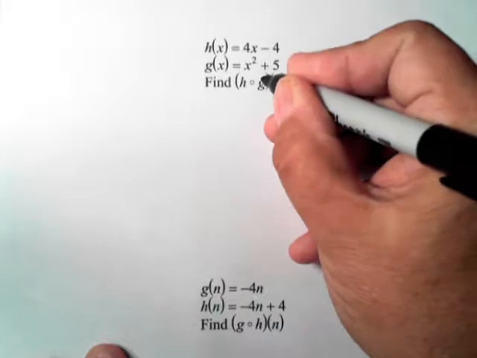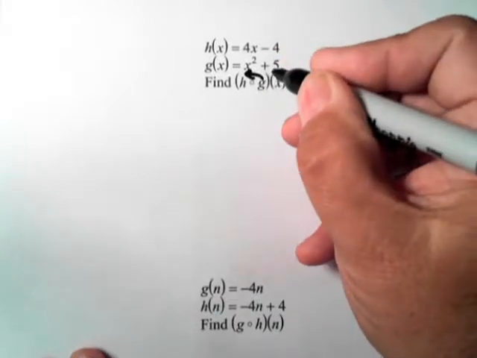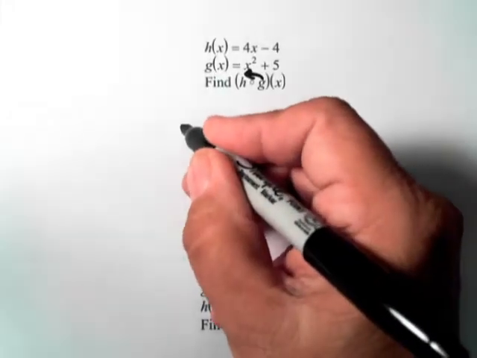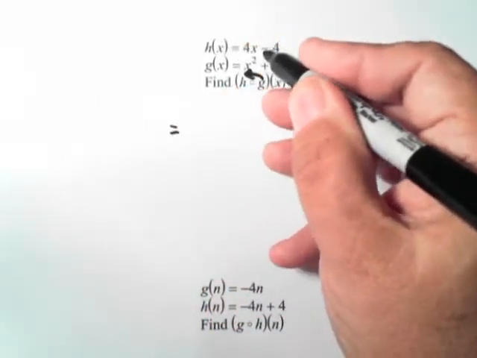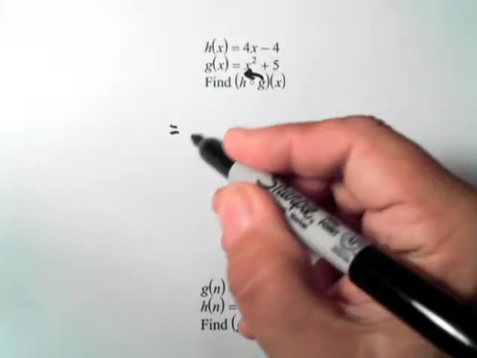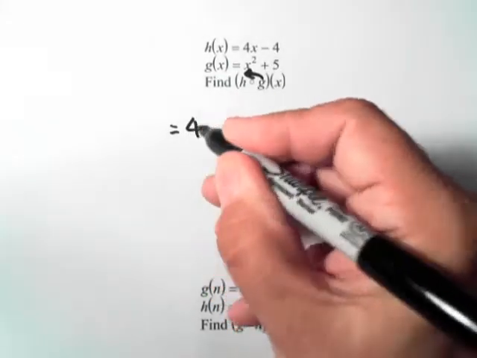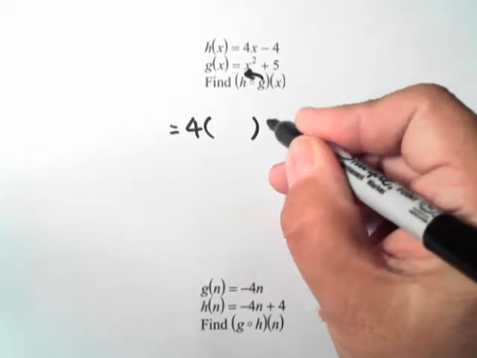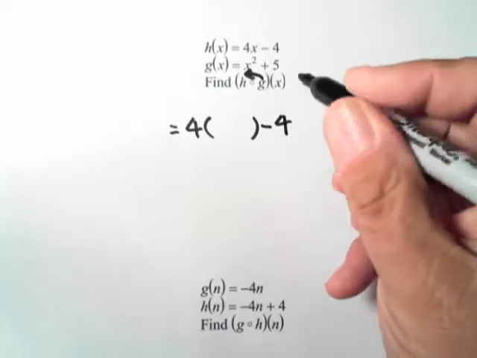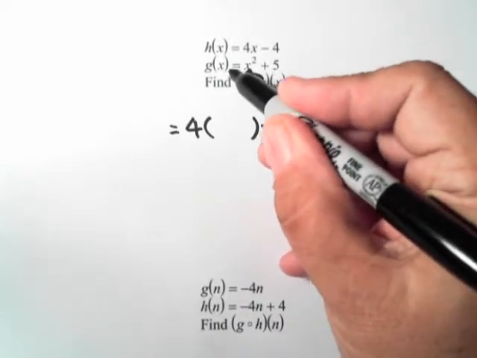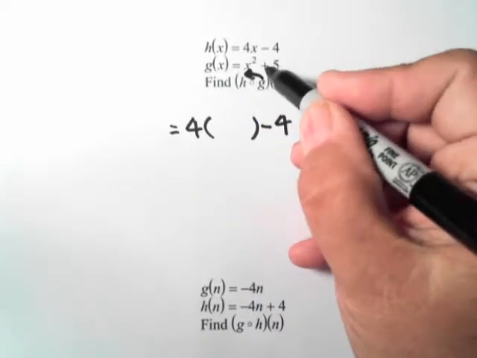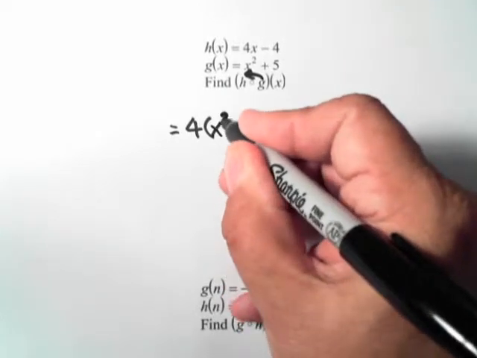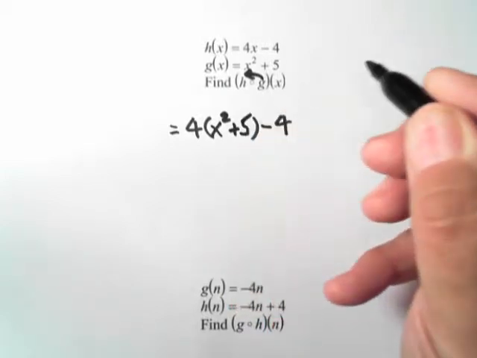So simply what we're going to do is take and plug the g guy into the h guy. So here we go. Write the h guy, but you see what a variable is? Leave a big space there to put the other function in. So 4 times, and instead of x I make a big set of parens here, minus 4. So that's the h guy. Now the second guy, the g, is getting plugged into it. So where the variable was, here we have x squared plus 5.